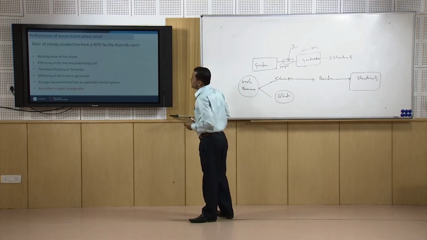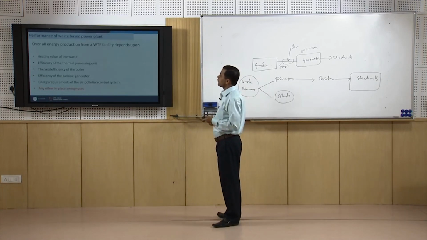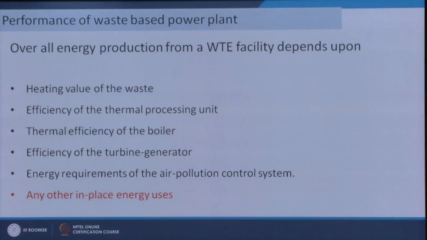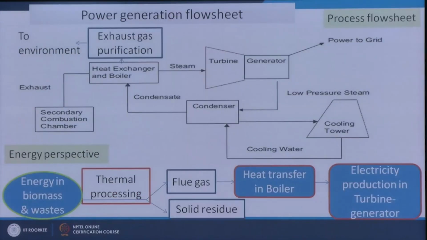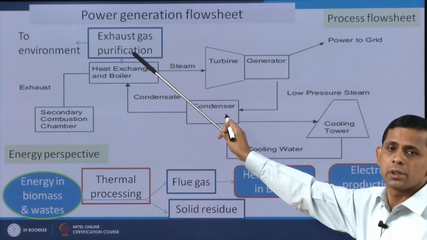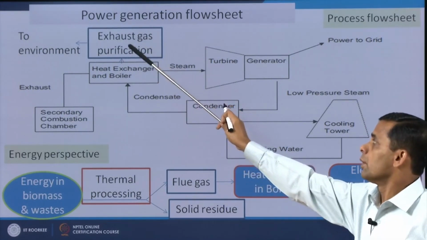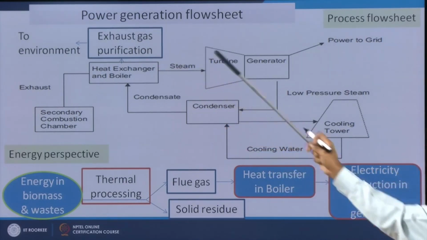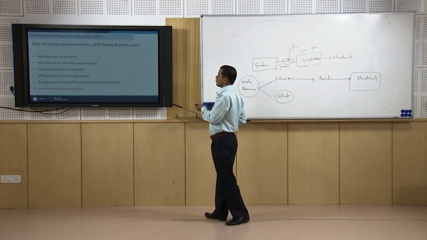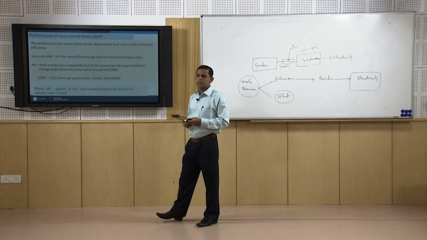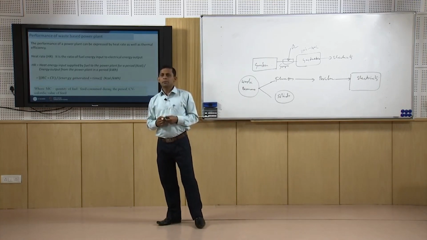So, these are the heating value of the waste, efficiency of the thermal processing unit, thermal efficiency of the boiler, efficiency of the turbine generator, and energy requirements of the air pollution control system. Here the air pollution control systems are there, and the exhaust is going to the environment after proper treatment. So, what amount of energy is required also influences the overall performance of the process, along with any other in-place energy uses.